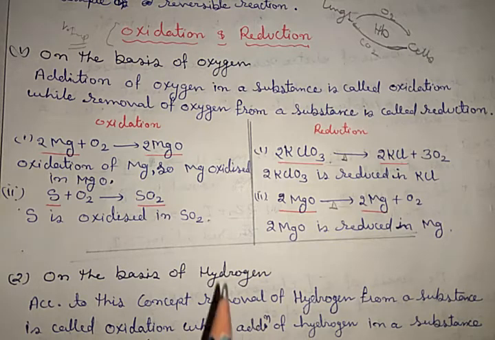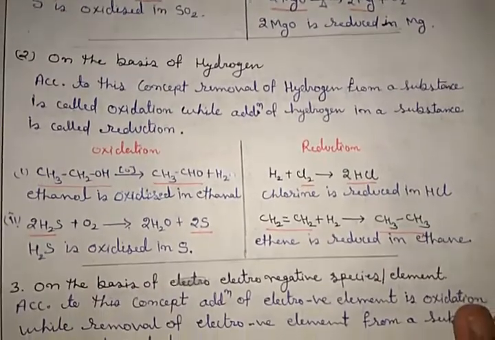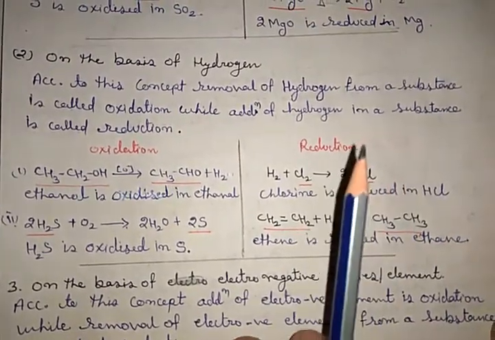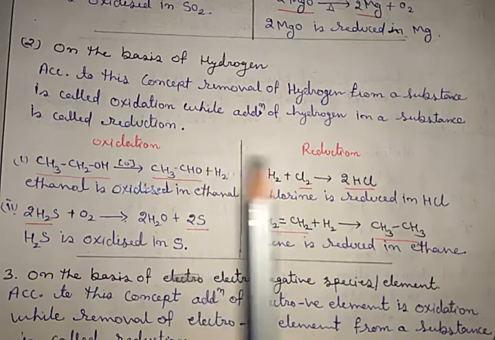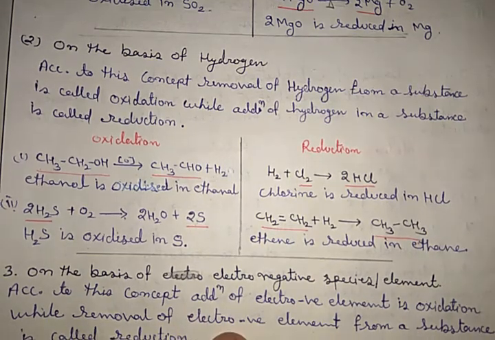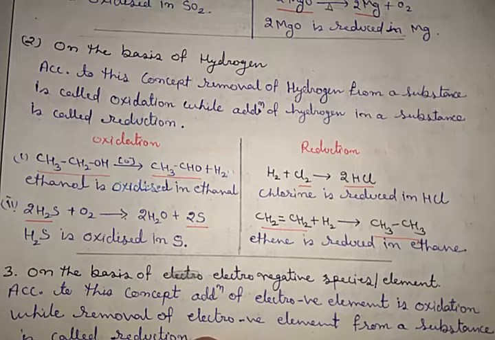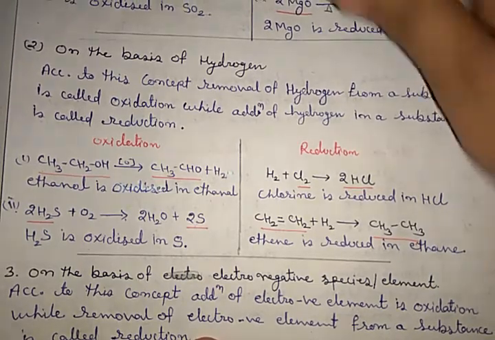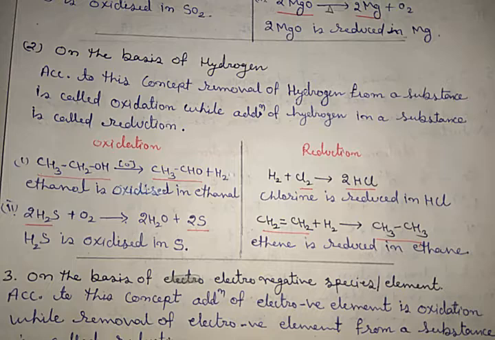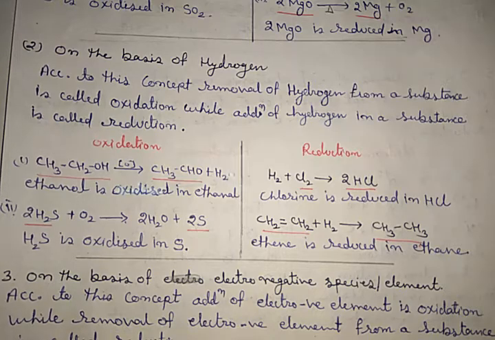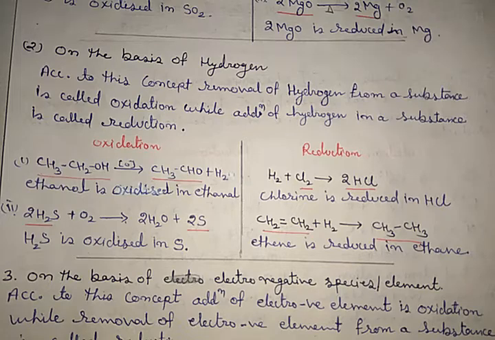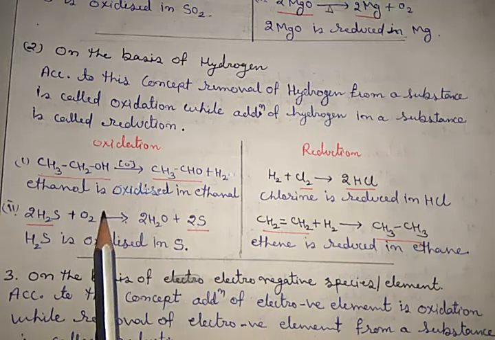Okay. Now, the second basis of oxidation and reduction is on the basis of hydrogen. According to this concept, the addition of hydrogen is known as reduction, while the removal of hydrogen is known as oxidation. The removal of hydrogen is oxidation, and the addition of hydrogen is known as reduction. Clear? Let me consider the examples.